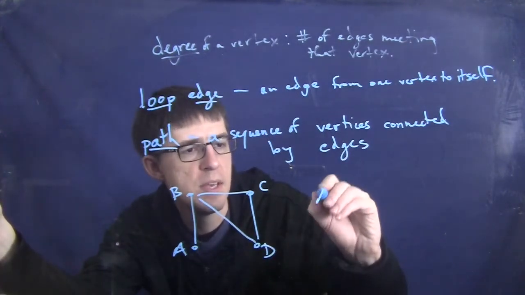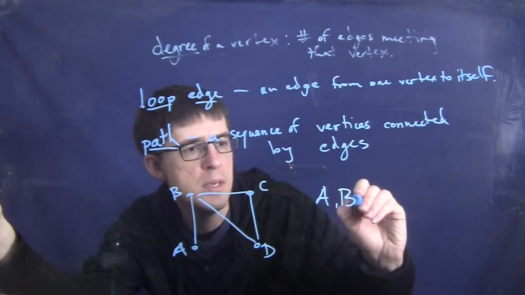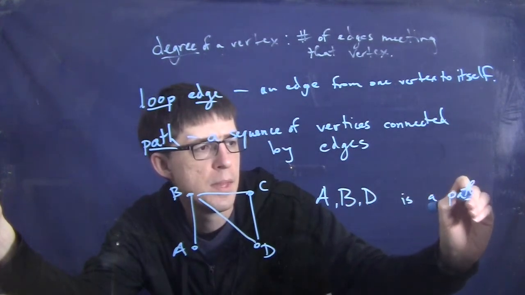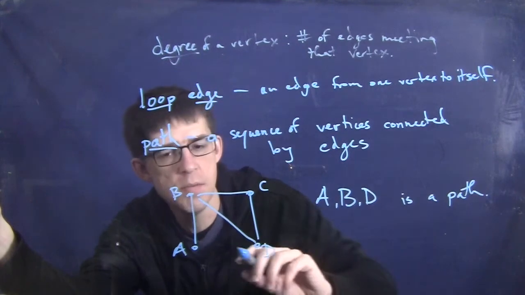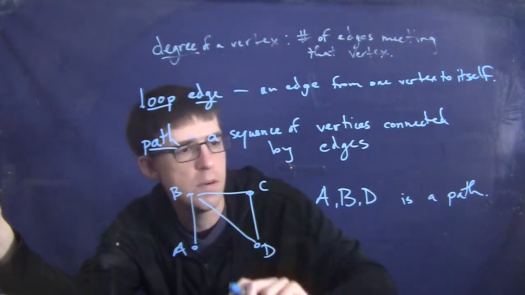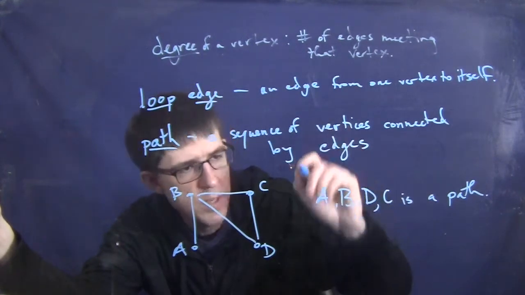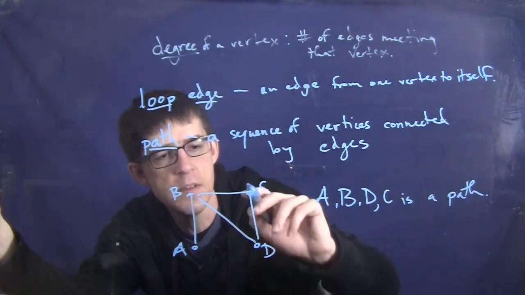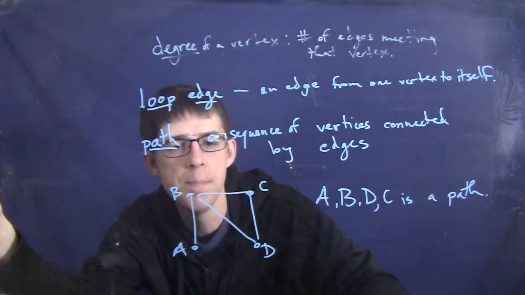So in this case, A, B, D is a path. And on the picture, this ABD represents you start at A, then you go to B, then you go to D. Actually, let's put in a C there. That is also a path, right? You start at A, then you go to B, then you go to D, then you go to C. That's a path. All right.